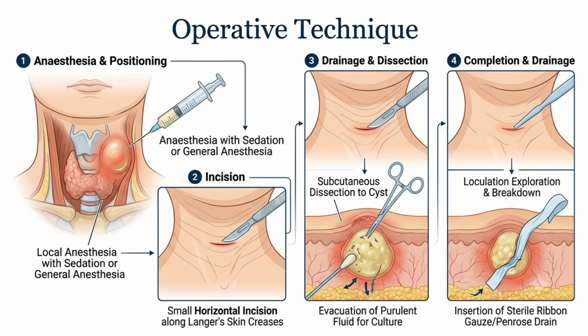The surgeon carefully dissects through subcutaneous tissues to enter the cavity, resulting in the immediate evacuation of purulent fluid, which is collected for bacterial cultures. The collapsed abscess cavity is then gently explored using hemostatic forceps to break down internal loculations, ensuring comprehensive decompression. Finally, a sterile ribbon gauze or small Penrose drain is inserted to maintain patency and facilitate fluid drainage.